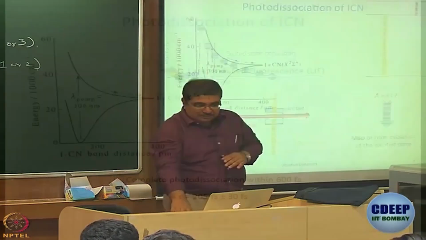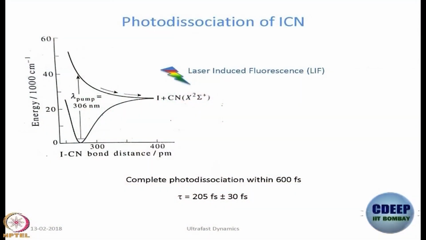So Ahmed Zuhail called his experiment snapshots of bond breaking, and the first experiment we'll discuss is photodissociation of ICN. Okay, that is a simple pump probe measurement. By the way, this photodissociation of ICN is discussed in Macquarie and Simon's book. It is enough if you read this part from Macquarie and Simon's book.